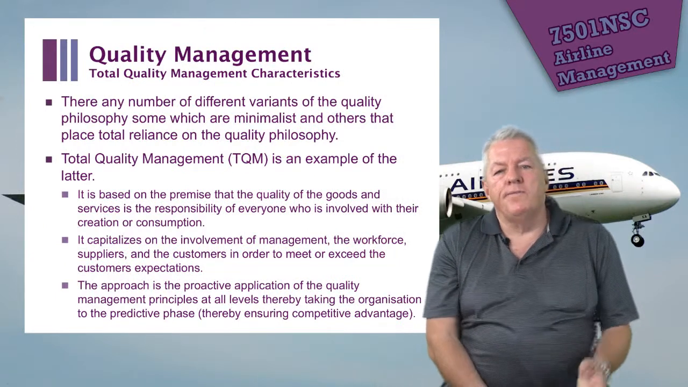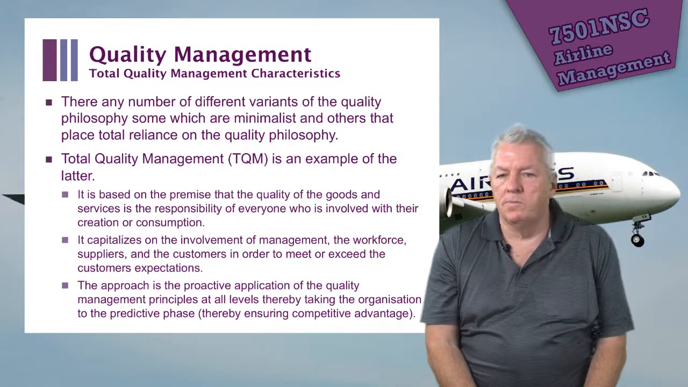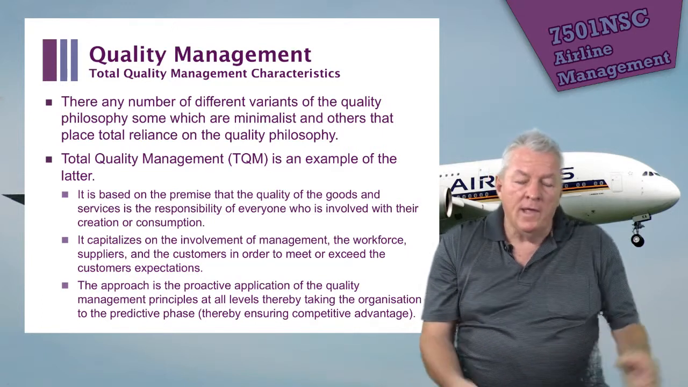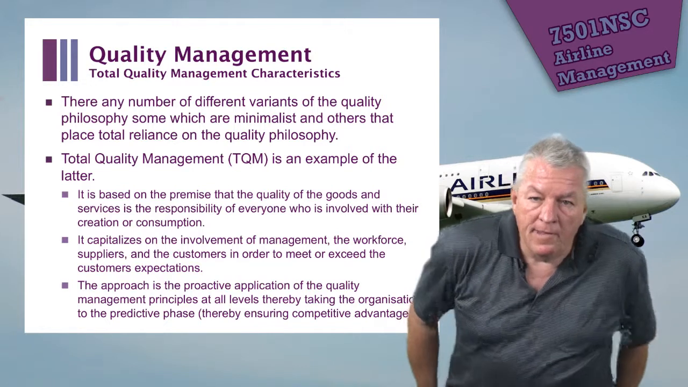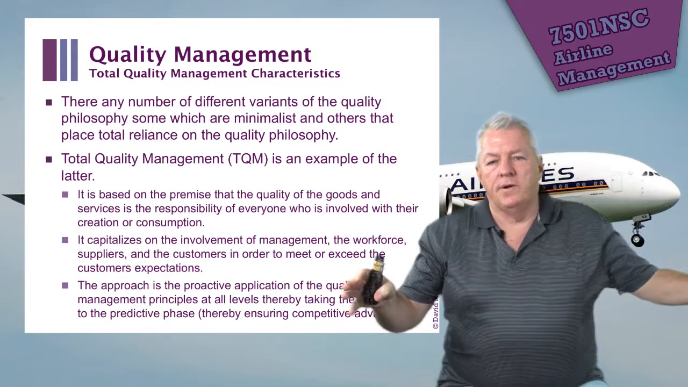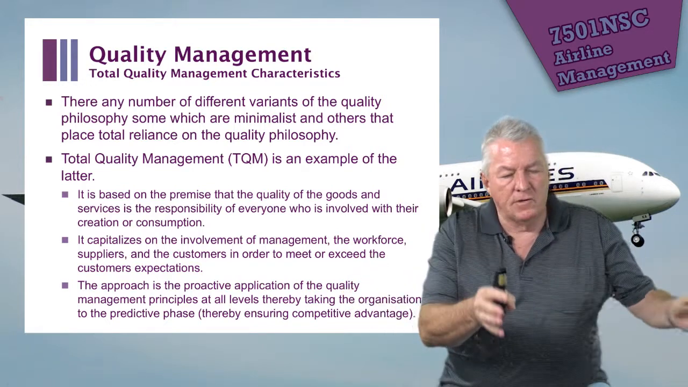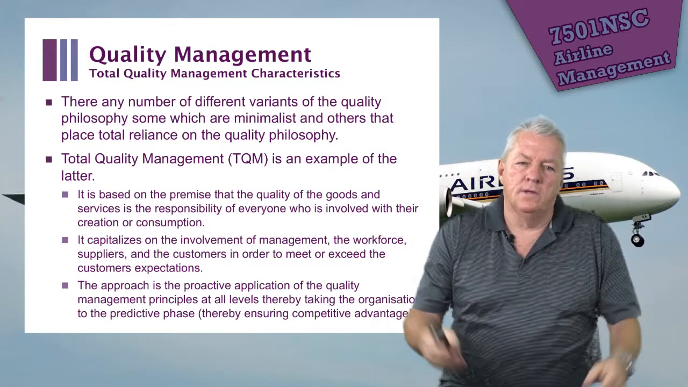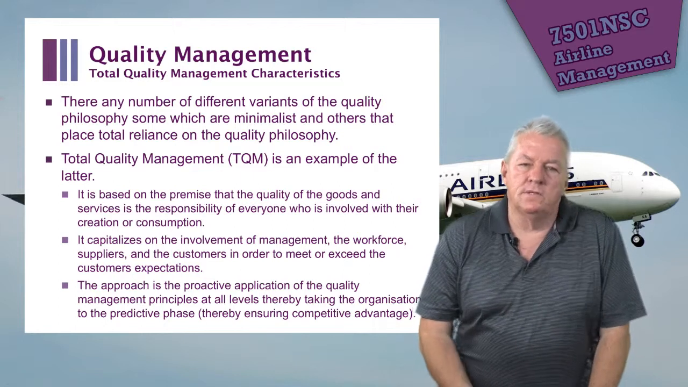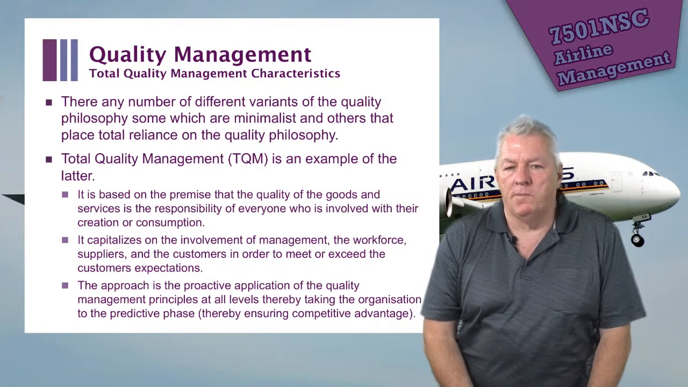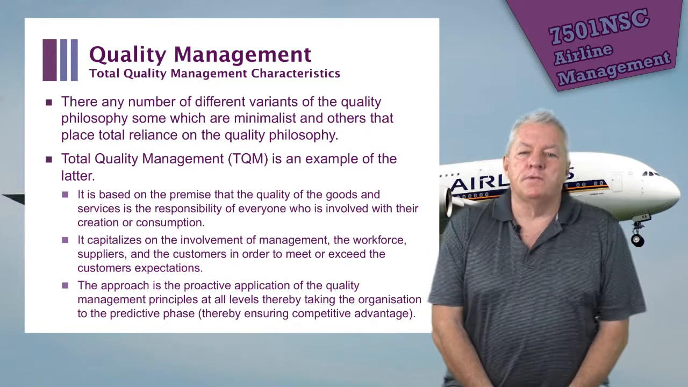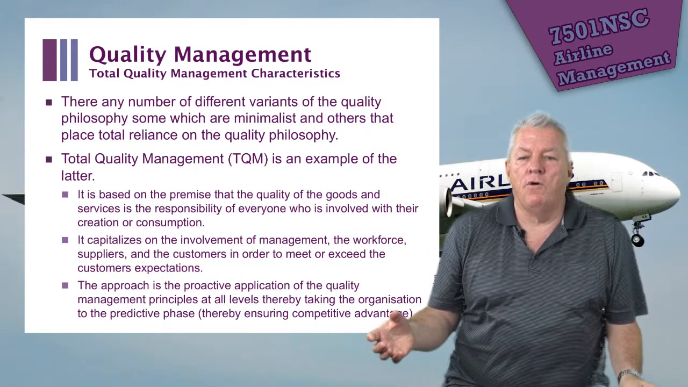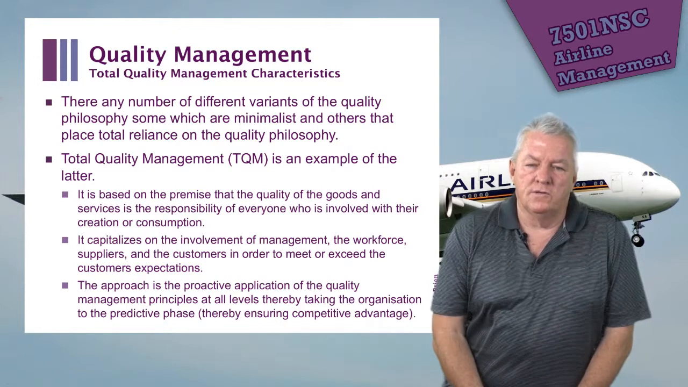There's a number of different variants of the quality philosophy, some which are minimalist and others that place total reliance on the quality philosophy. So in some organisations, for example, they might only use quality for the manufacturing process, whether it's manufacturing goods or services. In other organisations, they take a more holistic approach, and this is what is termed total quality management. And it's based on the premise that the quality of the goods and services is the responsibility of everyone involved with their creation or consumption.